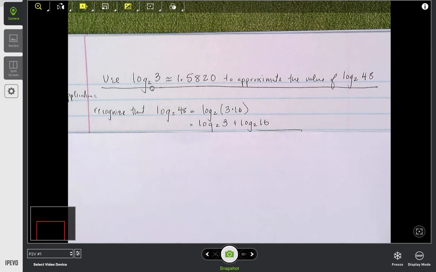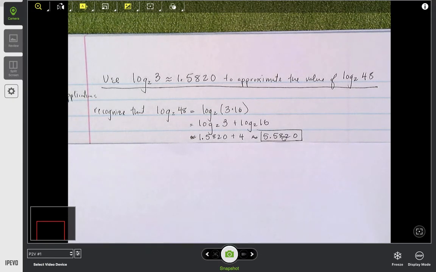Because I know log base 2 of 3 is approximately equal to this decimal, so this expression has a known value. And log base 2 of 16 is really convenient because I know that the power of 2 that produces 16 is 4. So by being clever here, I can take simply the number 4, add it to this decimal approximation, and end up with a pretty good answer here of 5.5820.